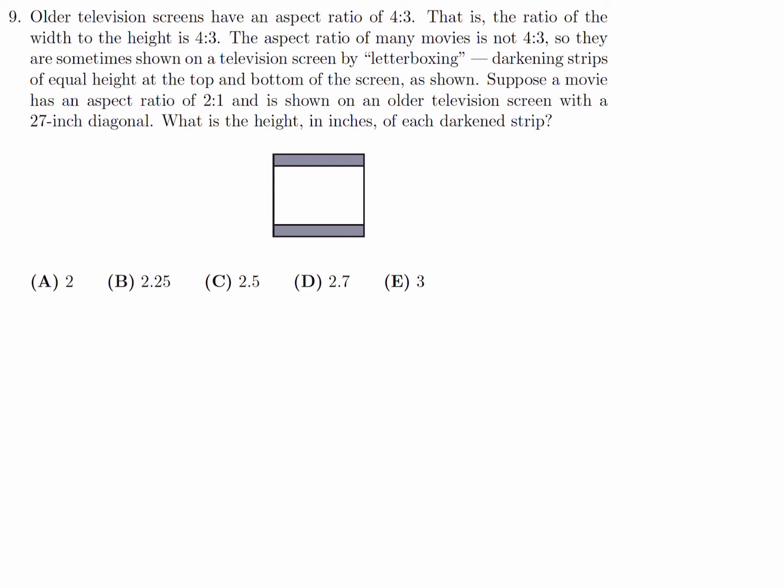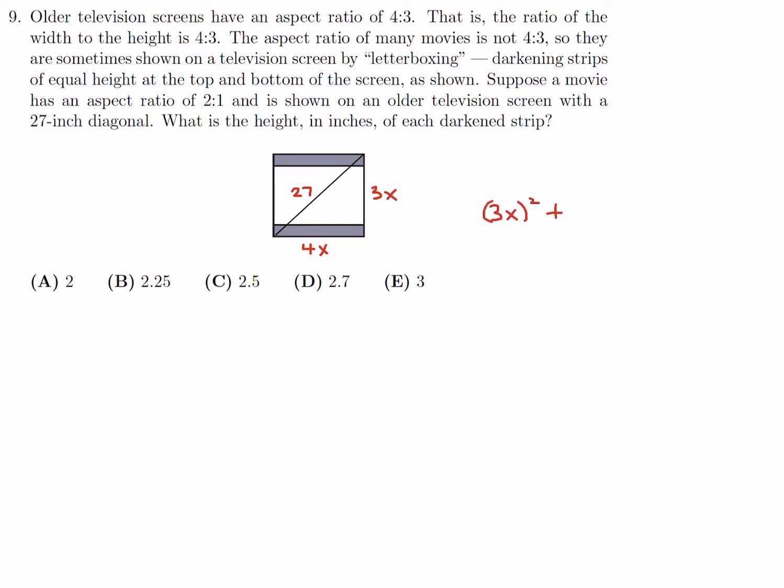Okay, so first and foremost, we have to understand that this is a diagonal from there to there. And they're telling us that it's 27 inches. So that diagonal is 27. And it's 4:3 in terms of the ratio of width to height. So this is 4x and this is 3x. Okay? So using Pythagoras, we can figure out the value of x.